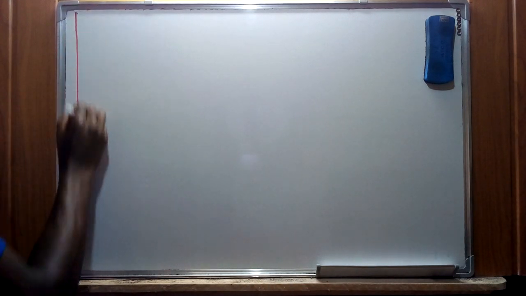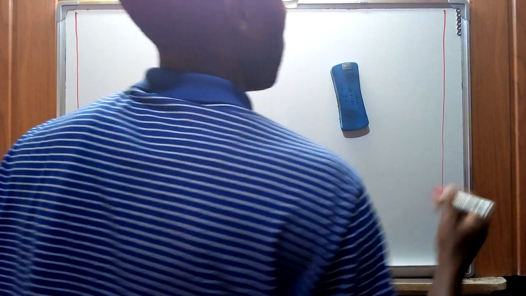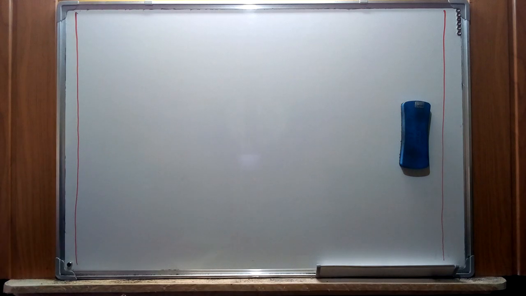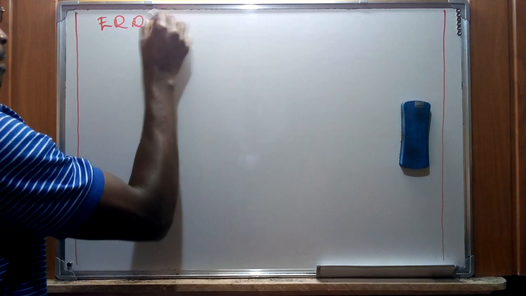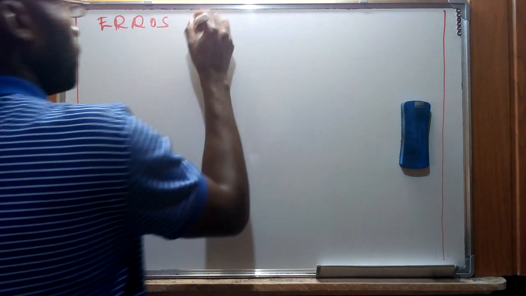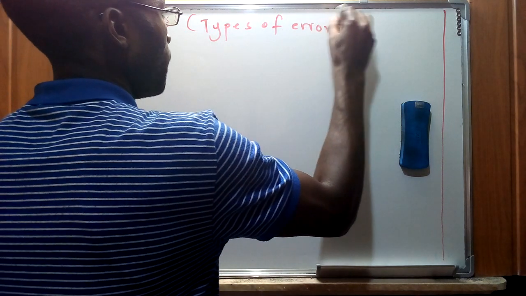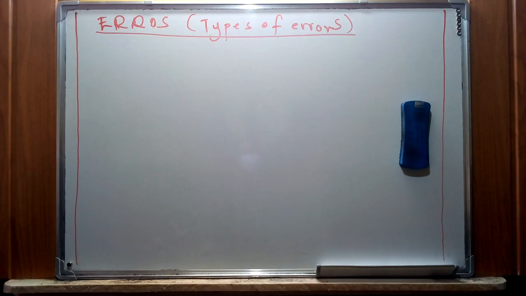So as I've mentioned, today's discussion is basically going to be the concept of types of errors. And as I mentioned from our first discussion on the concept of errors, we said that an error can be defined as a deviation of the measurement from the true value. So we are going to look at types of errors. And there are different types of causes of these specific errors and how we can minimize them.